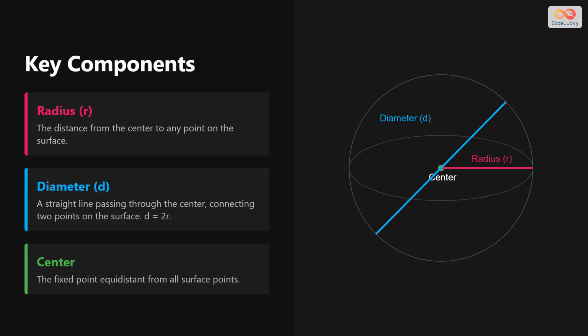To understand spheres, we need to know three key terms. First, the center, which is the middle point. Second, the radius, represented by the letter r, which is the distance from the center to the edge. And third, the diameter, represented by d, which is the straight line passing through the center from one side to the other. The diameter is always twice the length of the radius.